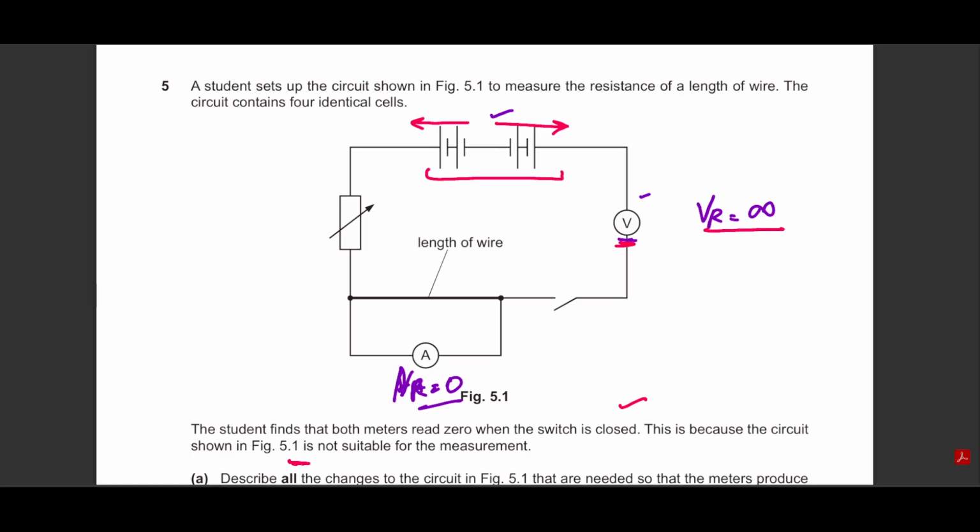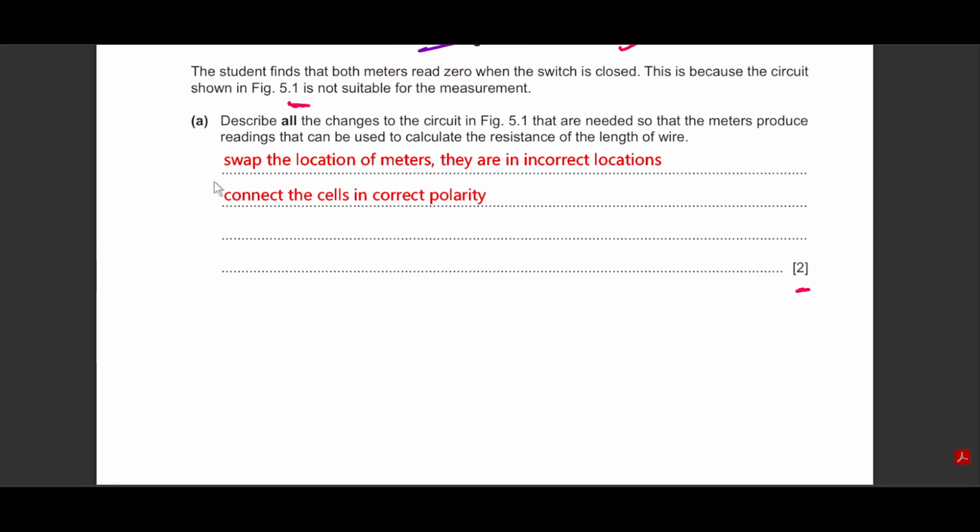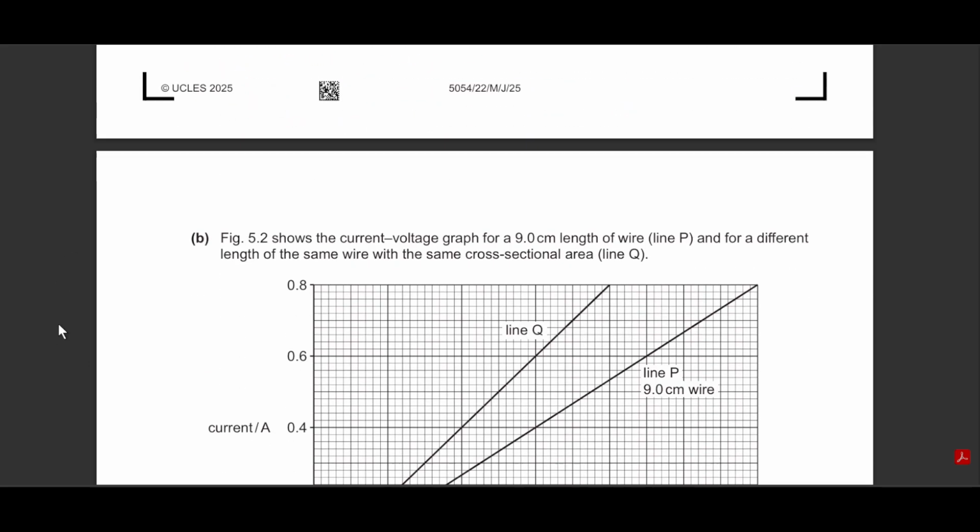First, we connect the batteries the right way around. It could be simply that these cells are swapped around like this. So they also influence the current to go right, they work together. Or you can change the position of these cells to look the other way, to look like this, just swapping their terminals. And definitely the ammeter needs to go here and voltmeter needs to come here. But that's what we're going to write down, that swap the locations of meters, they are in incorrect locations, and connect the cells in the correct polarity would be the right way to go.